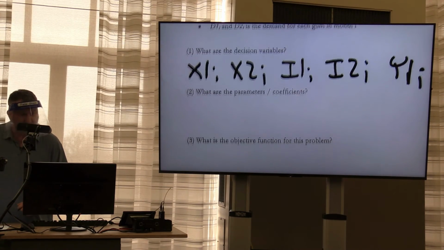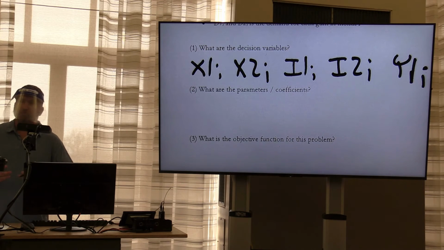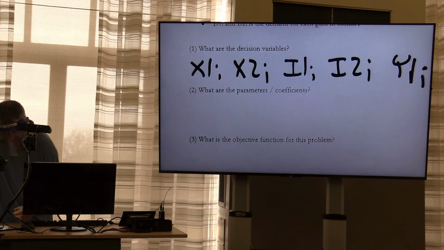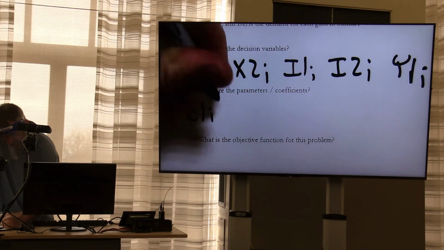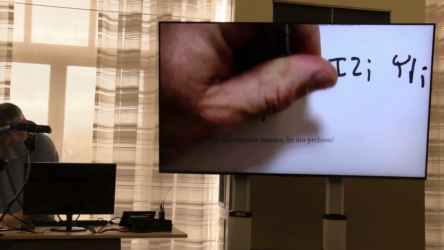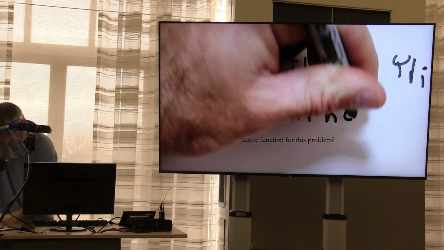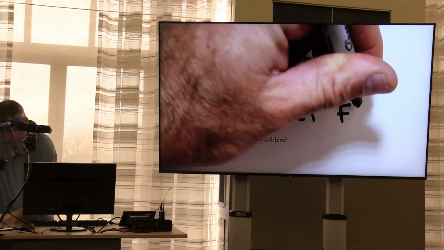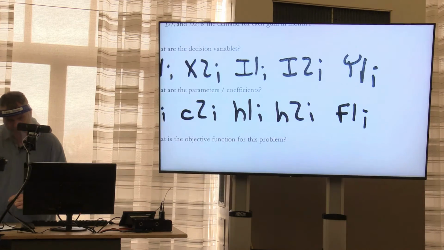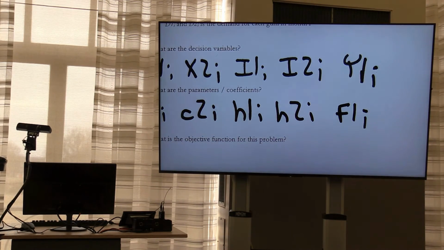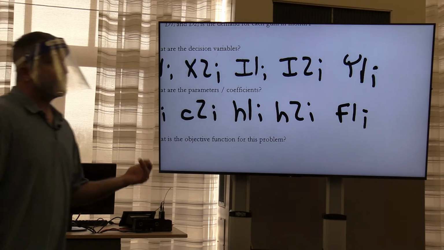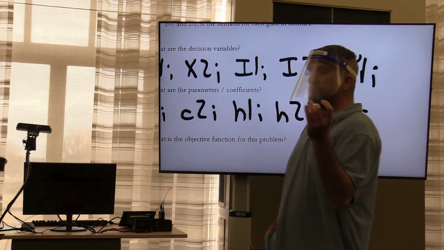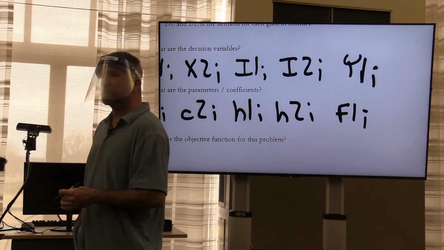What are the parameters? Remember, those are numbers that are just given to us that we don't choose. The model doesn't pick. It's taken as exogenous, as fixed by the spreadsheet model. And those things are the cost of production, the holding costs, and now we have this new cost, new parameter, F1I, the fixed cost. The $1,000 charge, the fixed cost charge, whenever we produce any amount of gum 1 in month I.